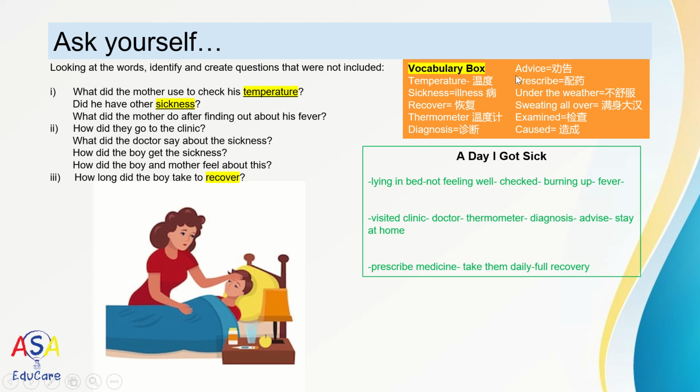Okay, just joking. Advice 劝告. Prescribe 配药. Under the weather 不舒服. Under the weather, you can use it for a lot of essays. For example, I keep sneezing. I think I'm under the weather. Sweating all over. 这个华语满身大汗 should be easy for you guys. I'm sweating all over. Examine 检查. I think you should know who is examining. Cause 造成. What caused the boy's sickness? Okay, 造成的原因. So these are the words. Any other word? Let me go through. Prescribe medicine. Okay, prescribe medicine 配药.